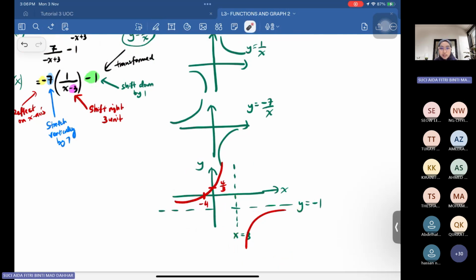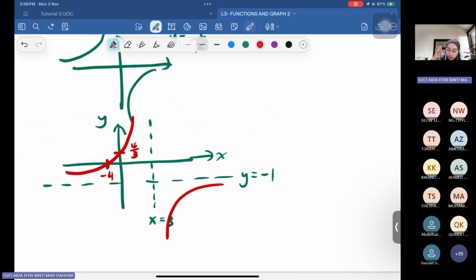Okay, this is quite hard because you have 4 transformations at once. So do it slowly one by one so that you can see the process. But at the end, you'll be able to get the final graph. Okay, now that we have the final graph, give me the domain of this function f.